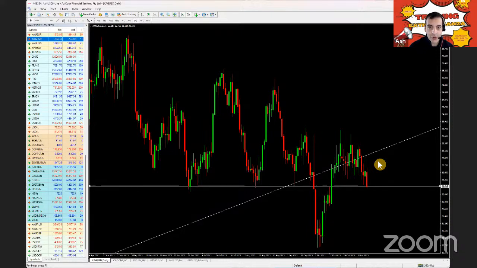Protect your capital and do as much work off the chart as you possibly can so you're ready for next week.